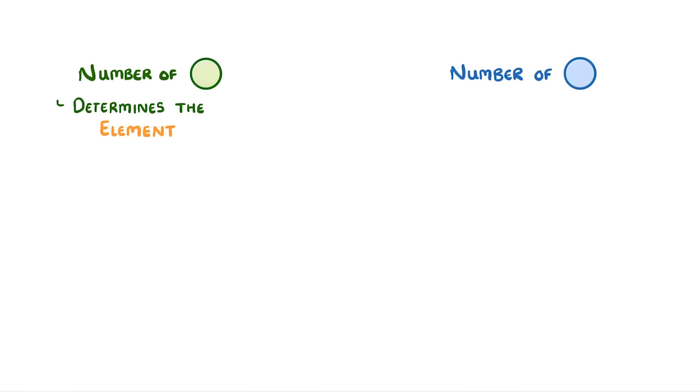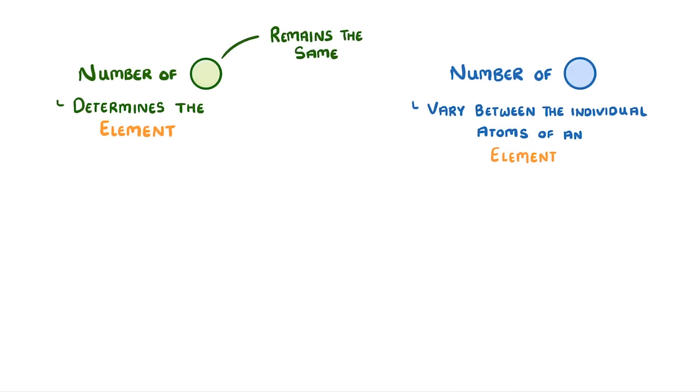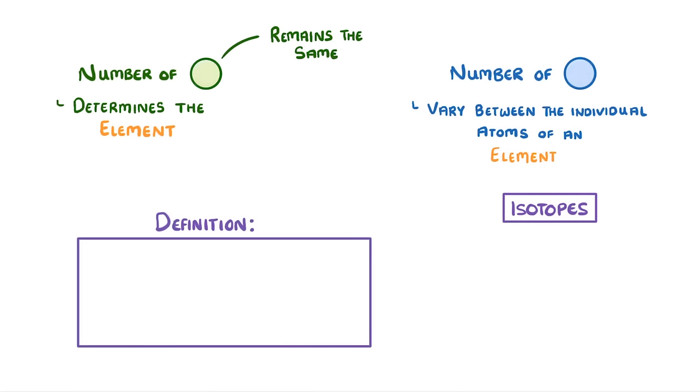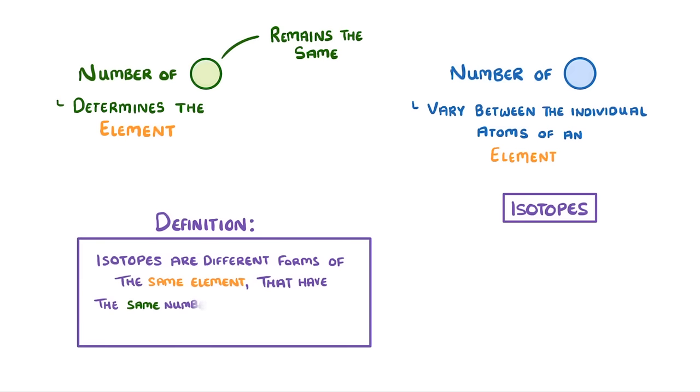So now that we know that it's the number of protons that determines which element it is, what about the number of neutrons? Well, the number of neutrons can actually vary between the individual atoms of an element. As long as the number of protons remains the same, it's still the same element. And we call these different forms of that element isotopes. The definition, which you need to remember, is isotopes are different forms of the same element that have the same number of protons, but a different number of neutrons.